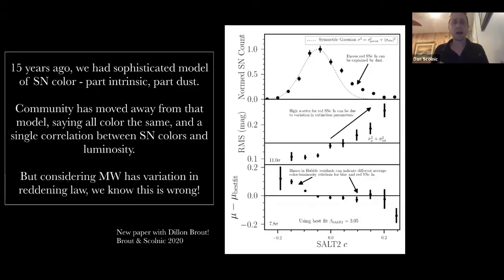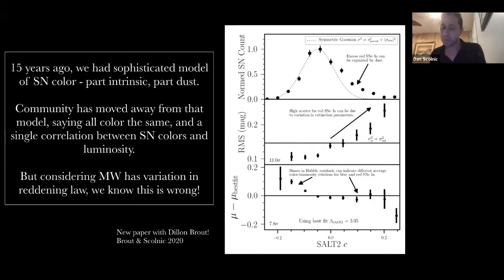Then I say that we've also in the past, so this was really popular 20 years ago with a fitter called MLCS, there's this understanding that when you measure supernova color, part of the supernova color is intrinsic and part of it is dust, right? We know that there's dust around these supernovae, but the community has moved away from that, saying basically all colors are the same. It doesn't matter what's intrinsic, what's dust. They all have the same color luminosity relation. They're all consistent, and that's a simplistic point of view. And we know that the Milky Way shows that this is absolutely wrong.